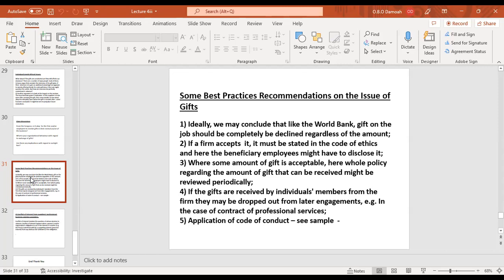All right, so ladies and gentlemen, that is all about ethics between buyers and sellers, ethics between competitors, and then what the workers do, which impacts the firm they work for. When they receive a thank you, it can affect what they do. Therefore, the World Bank is saying zero tolerance for receiving gifts.